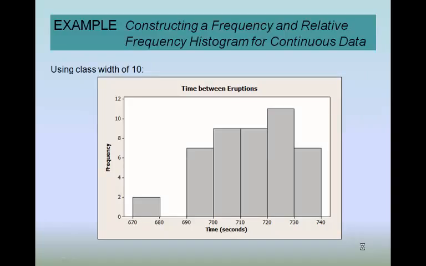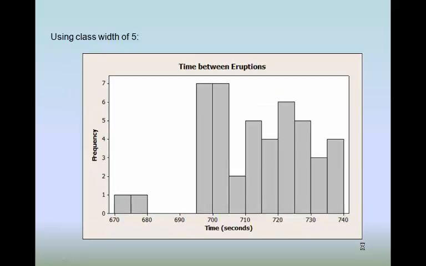Here's the frequency graph using a class width of 10. And here is the frequency graph using a class width of 5. So you can see that it does make a difference, and you have to decide as the author of a study which graph shows what you want to show.